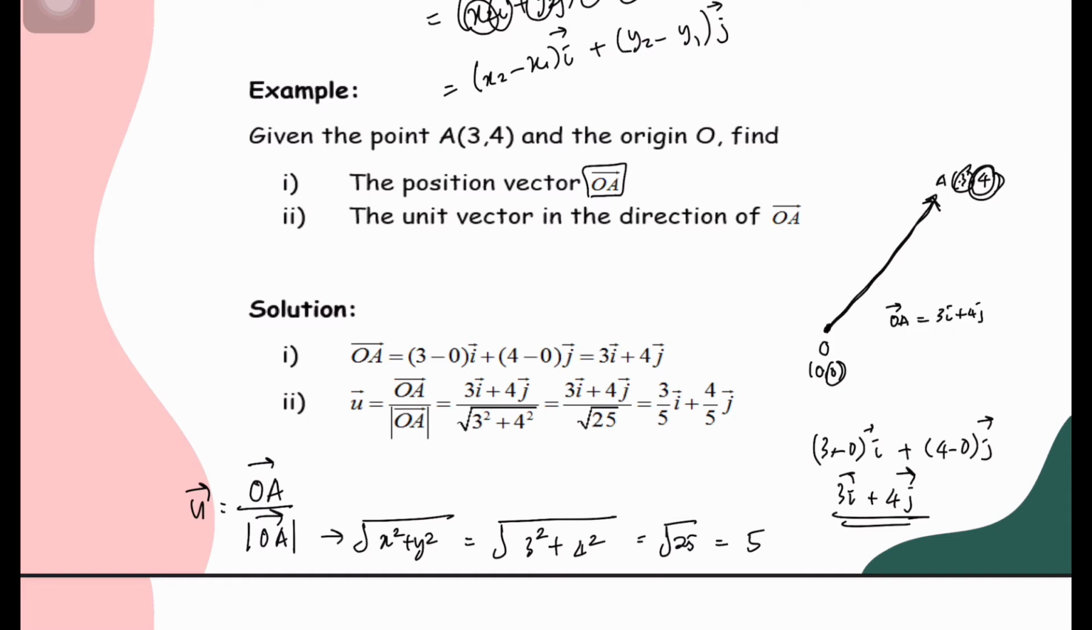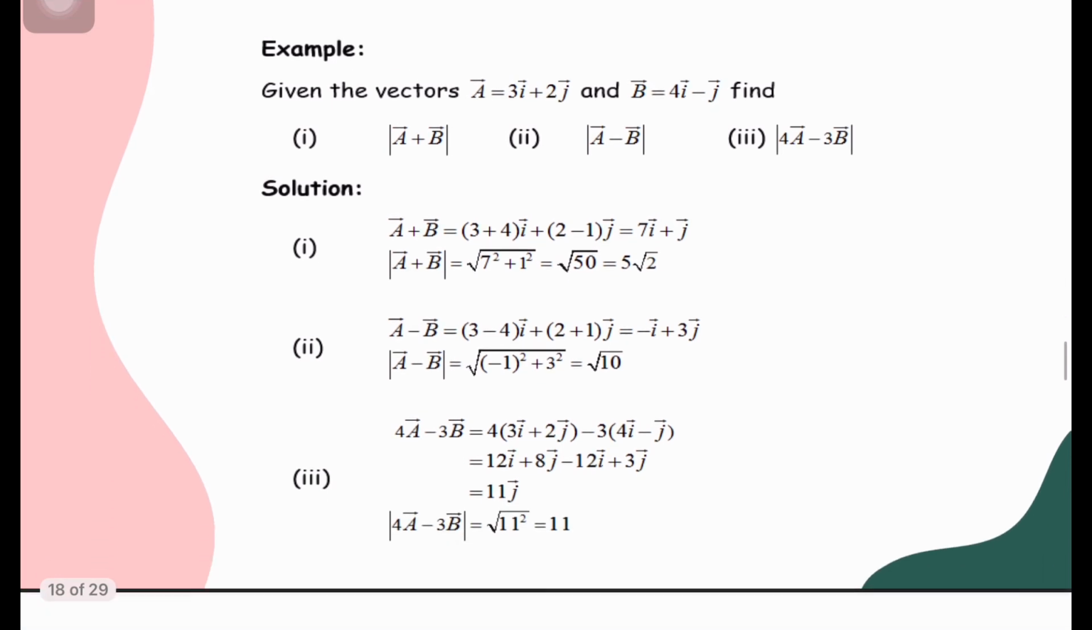Okay, therefore to find the unit vector, your position vector, which is 3i plus 4j, you divide by its magnitude, which is 5. So you will get 3 over 5 i plus 4 over 5 j. Okay, so this is how to find the unit vector and also the position vector for a point A from the origin. Let's see another example here.